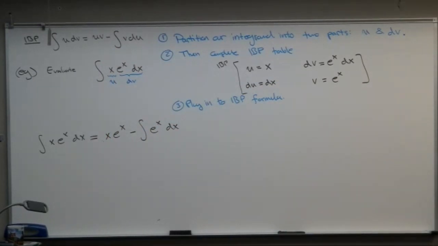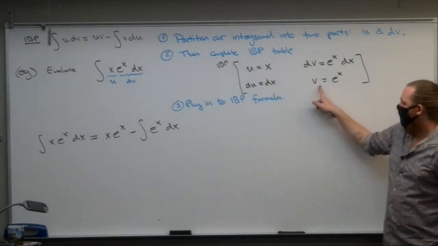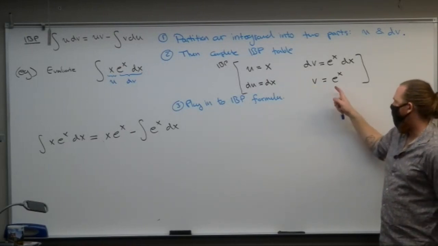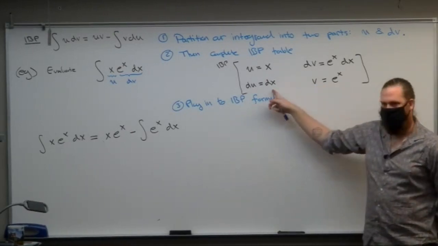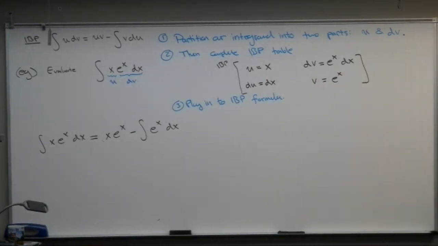You see all the pieces there? The x e to the x, and the first part after the equal sign is u times v. And then you've got minus the integral, and the integral is of v times du, which is e to the x times dx. The miracle, of course, is that the x is gone.